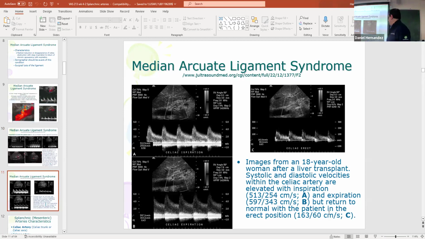Again, with this supine, elevated velocities, and then when they sat him up and scanned him in the erect position, those velocities normalized and you saw a significant reduction. So these velocities are high. This is over 500, almost 600. With inspiration and expiration, they were both significantly elevated, but then returned to normal when we sat the patient up and scanned him sitting up.